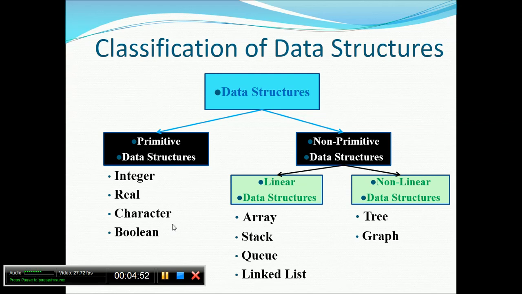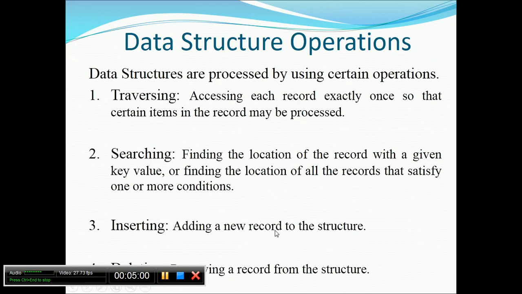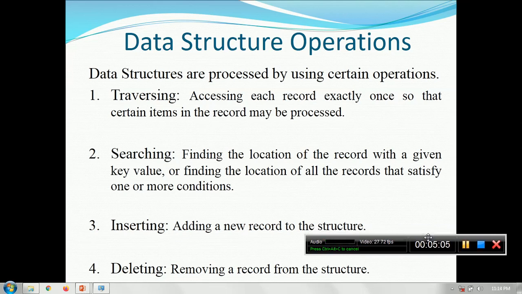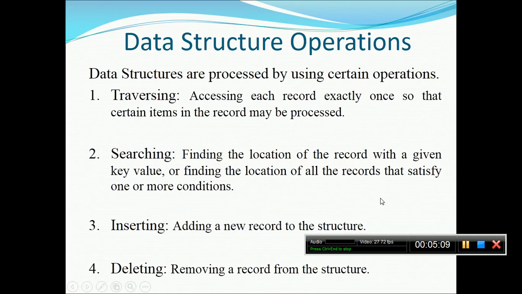So you can consider this is the whole syllabus that we have to study: arrays, linked list, stack and queue, tree and graph. Now come to the data structure operations. Whenever I say operations, this means certain operations you want to perform on the data structure you have. The first operation is called traversal, or traversing: accessing each record exactly once so that certain items in the record may be processed.